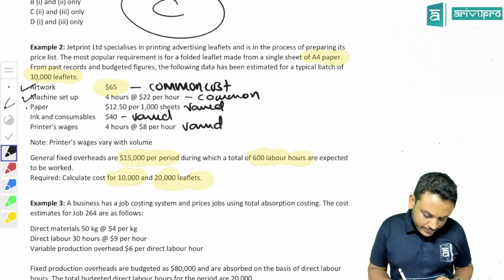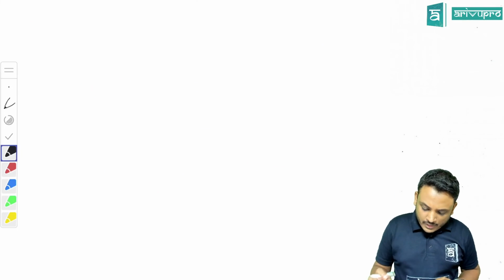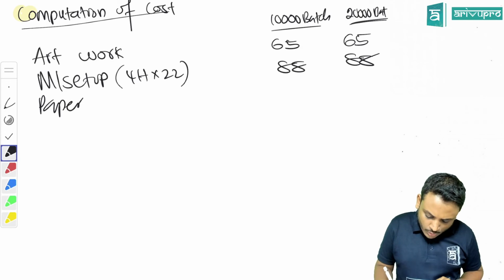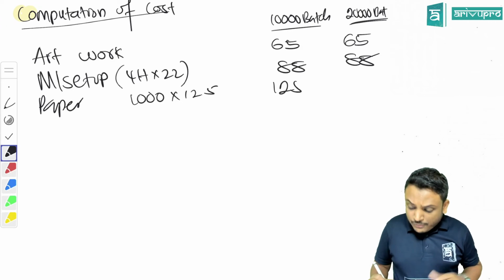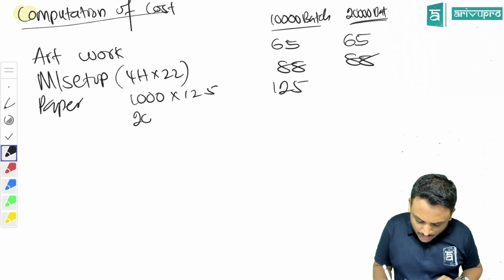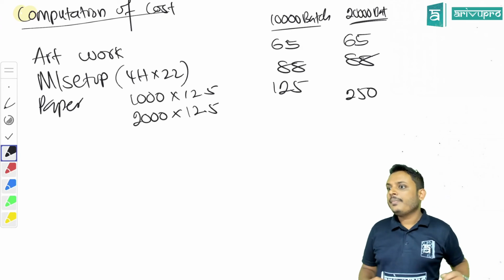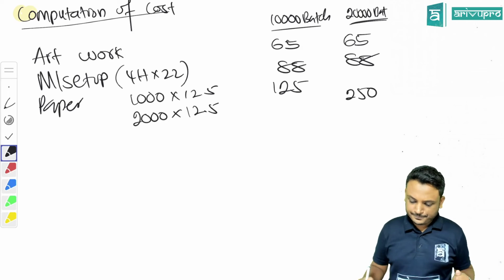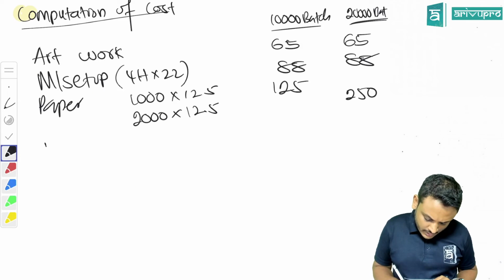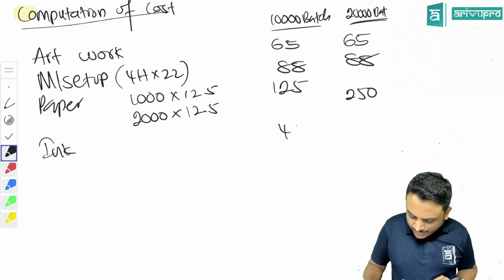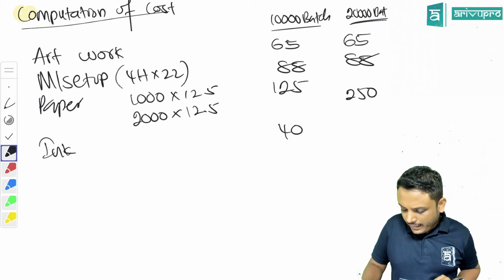Next one. Paper. 1000 sheets 12.5. How much? 125. But for producing 20,000 units, 2000 sheets at 12.5. Correct? How much? 250. Madhya, understood? Ink and consumables. 40 for 10,000. So 20,000? How much? 80. Double.